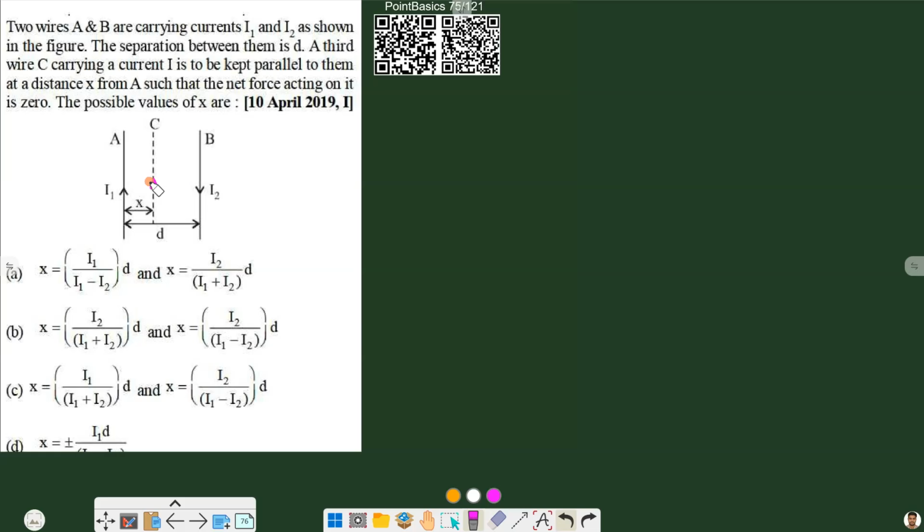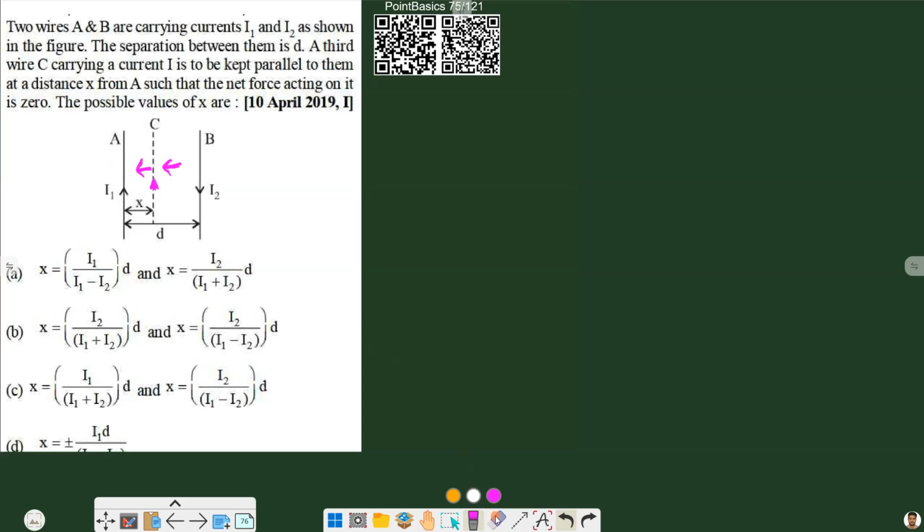These two wires, C and A, have current in the same direction, so they will attract each other, assuming A and B are fixed. So on C, due to A, there will be a force towards the negative x direction, and C and B have current in opposite directions, so they will repel. So it will further repel the wire C. So on C, there will be a net force in the negative x direction.